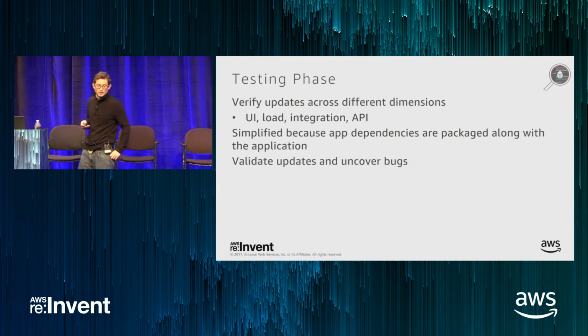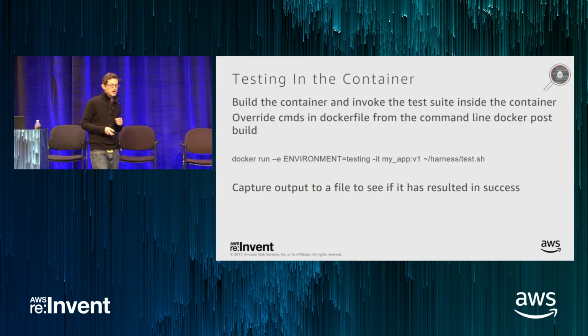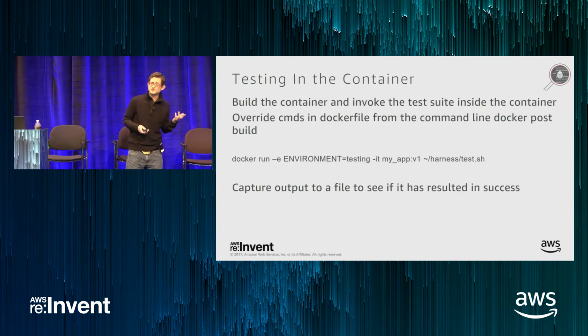Testing allows you to verify application updates across a variety of different dimensions. For instance, you can do unit tests or load tests, integration tests, and so forth. Fortunately, testing a Docker container is not much more complicated than testing the application itself, because all the application dependencies are packaged with the container. The primary purpose of all this testing is to help validate application updates and preemptively discover issues before they're released to a production environment.